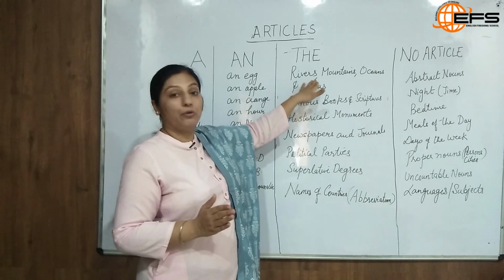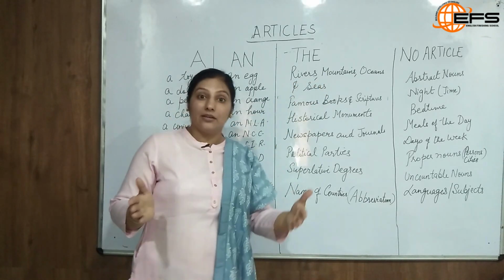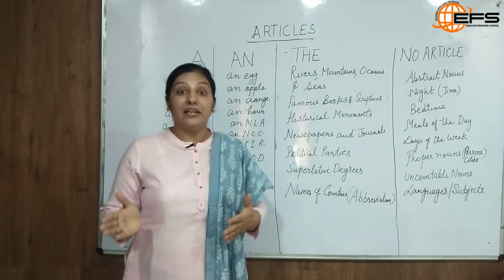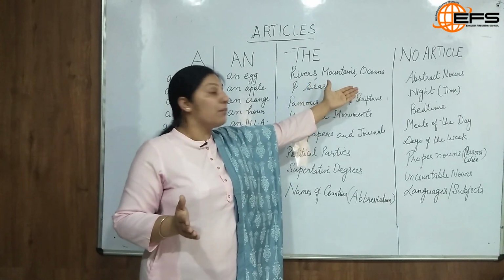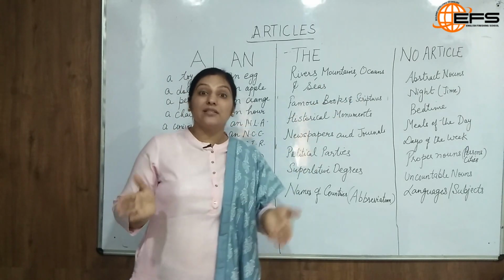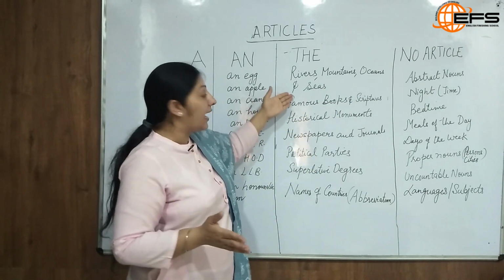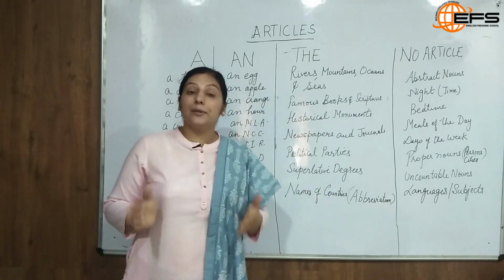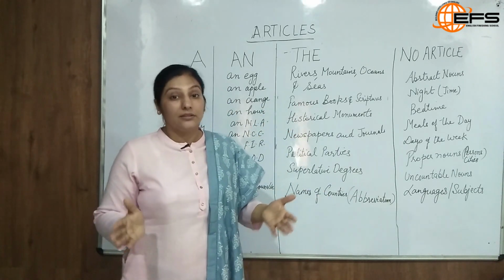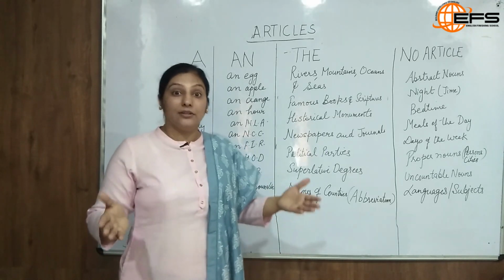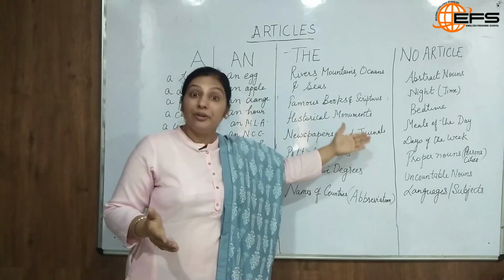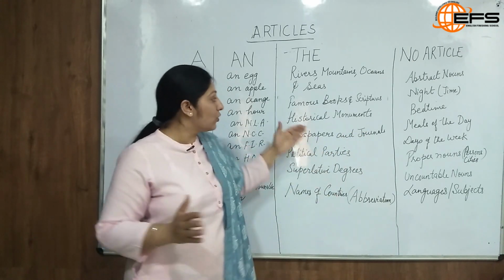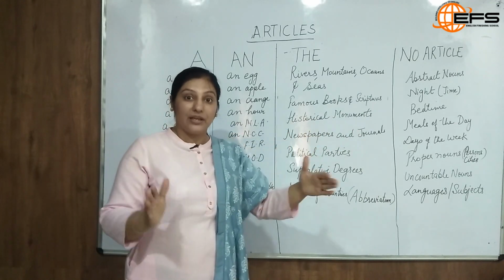The first is before names of rivers like the Ganga, the Nile, the Yamuna; mountains, the Himalayas, the Nilgiris, the Andes; mountain ranges, oceans, the Pacific, the Atlantic, and seas, the Indian Sea, the Arabian Sea; famous books and scriptures, the Bible, the Quran, the Gita, the Mahabharata, the Ramayana; historical monuments, the Red Fort, the Qutub Minar, the Eiffel Tower. So all these historical monuments will carry the.